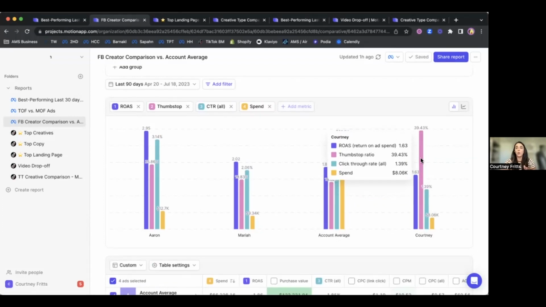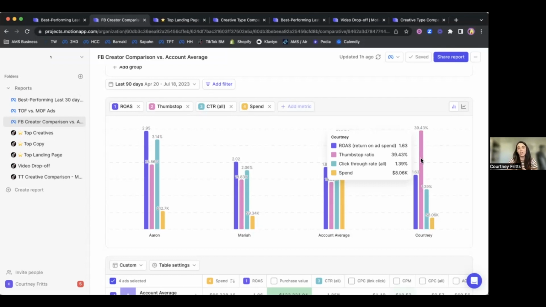So that might be something where I look at this and I say, okay, that 39.4%, that's an outlier. That means that Courtney video hooks are good. Let's go into Courtney videos only. I could create another report looking at Courtney videos only, look at which thumb stops we have, and then figure out which hooks are best.